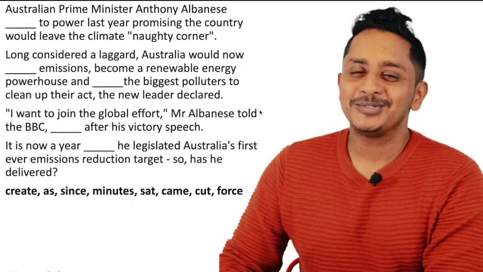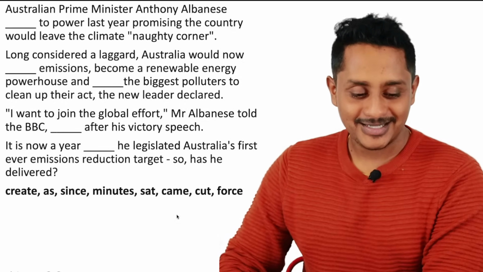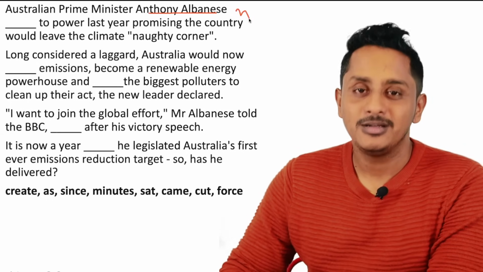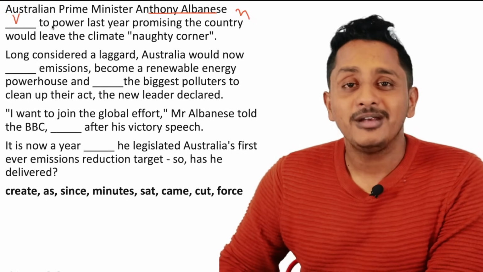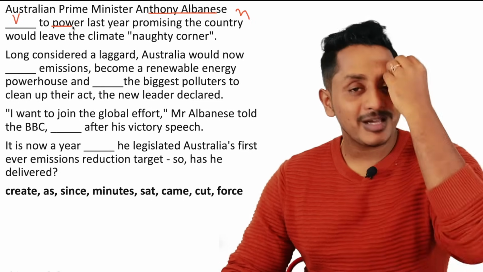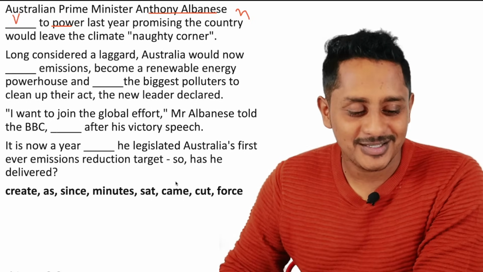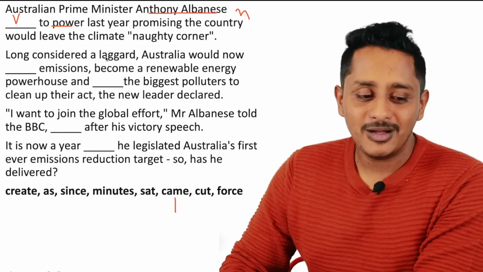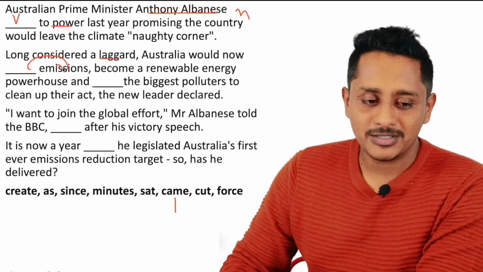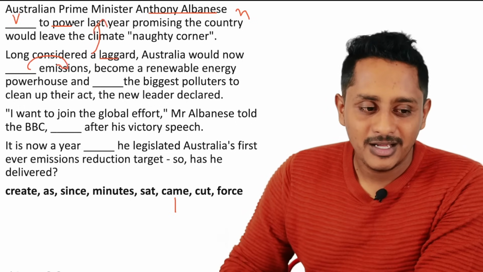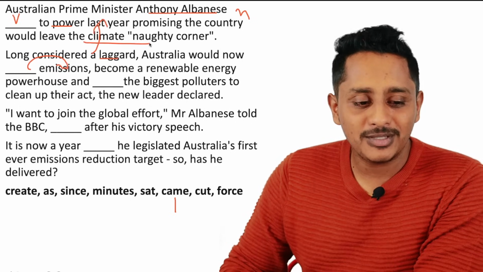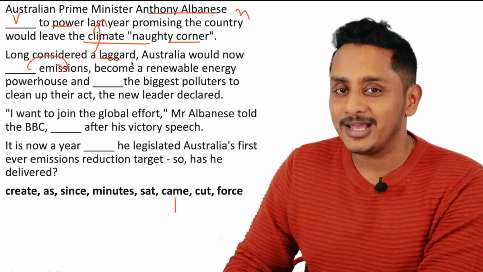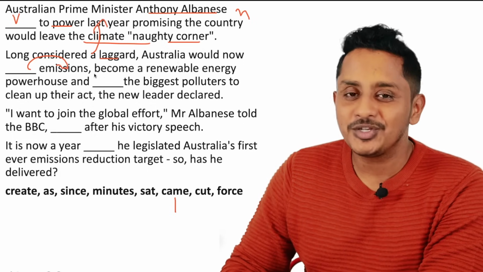All right, I really hope you finished doing it. Australian Prime Minister, let's understand how to do this. Anthony Albanese is a noun. After a noun, a verb should come. "Came to power", "comes to power", collocation. I don't need this verb concept. Correct? Long considered a laggard, Australia would now dash emissions. Read the previous line: came to power last year, promising the country would leave the climate naughty corner. He's promising something new.